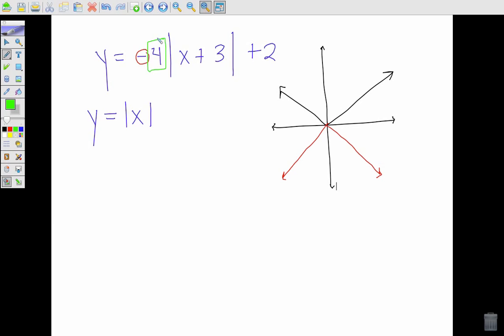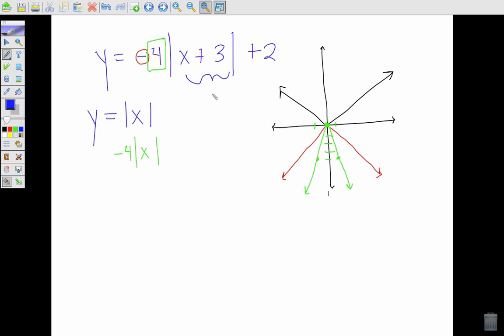The next thing we're going to do is because of the 4, the 4 is going to be a vertical stretch. Let's put some values in here. So if I had -4 times the absolute value of x, if I put in 0, I get 0. If I put in 1, I get -4. And if I put -1 in, I also get -4. So here we go. This is my vertical stretch.